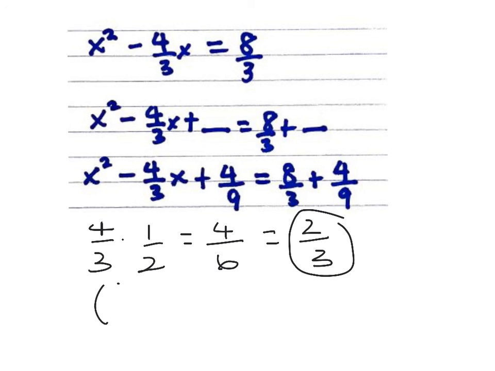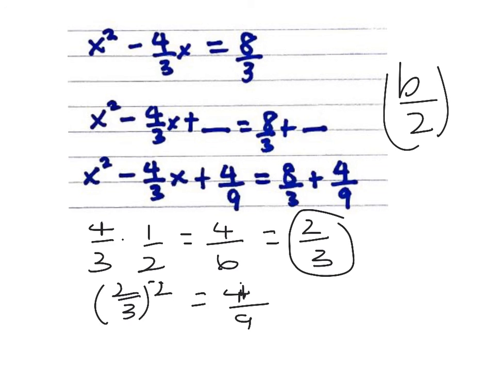So we're going to square 2 thirds squared. And that's how we got 4/9, because 2 squared is 4 and 3 squared is 9. So that's our b squared, b over 2 squared. And that's our b right here, 4 thirds. 4 thirds divided by 2, times 1/2, squared, and then we get 4/9. That's how we got 4/9.